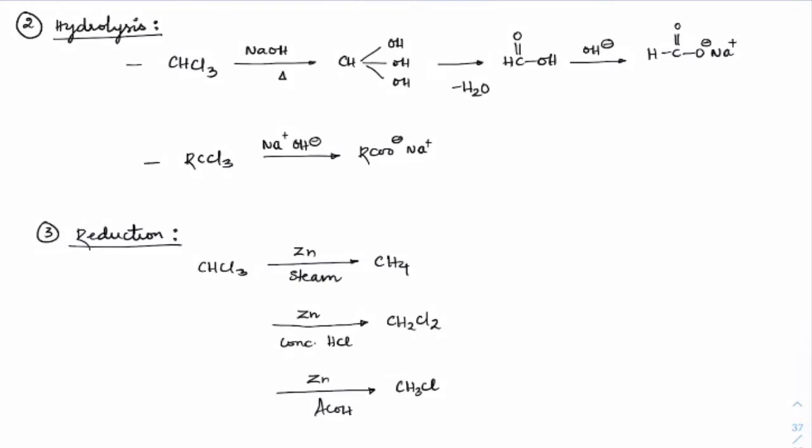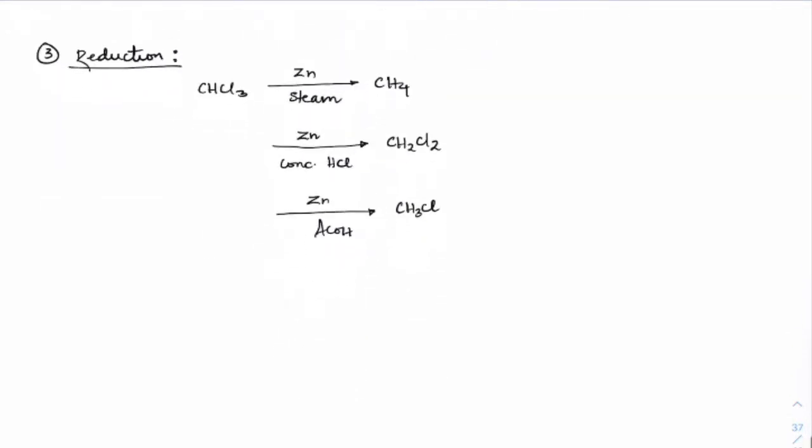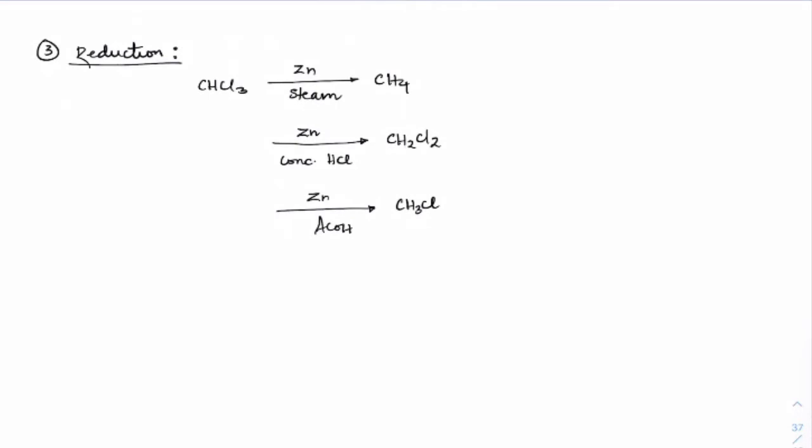No mechanisms for this, we just need to remember what happens in the case of zinc in different cases. If it is steam, complete removal of chlorines with hydrogen. If it is concentrated HCl, one chlorine. If it is ACOH, which is acetic acid, two chlorines will be removed. This is about the reduction reaction.